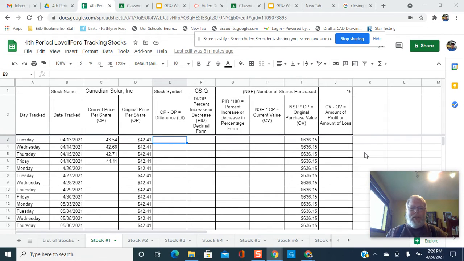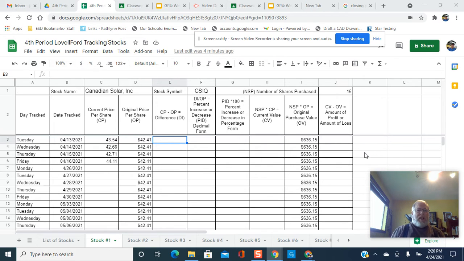Well, hi there. So we've gotten our 15 stocks done, and now we're on to the step that we're going to be doing from now till the end of the quarter. And that is actually tracking the stocks and showing the percent increase or decrease.